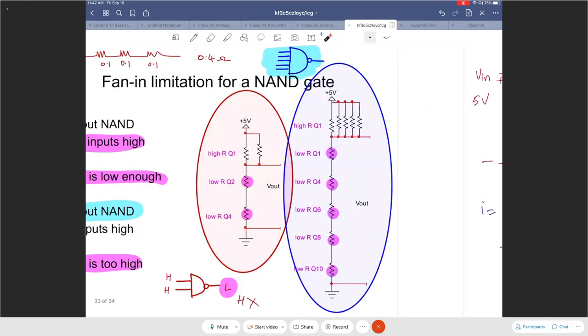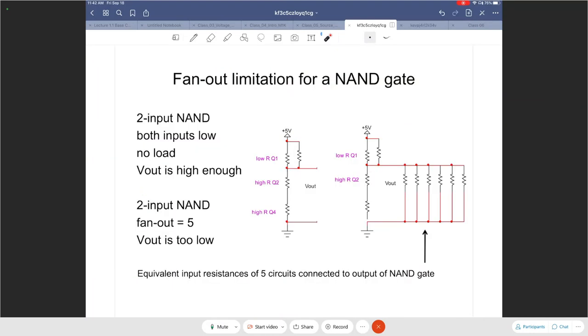Yes, as you increase resistance, the voltage drop across that resistor increases. All right, so let's see, fan out limitation. So we are talking about, all right, there could be a limitation on the number of inputs you connect. Is there a limitation on the number of outputs you connect?